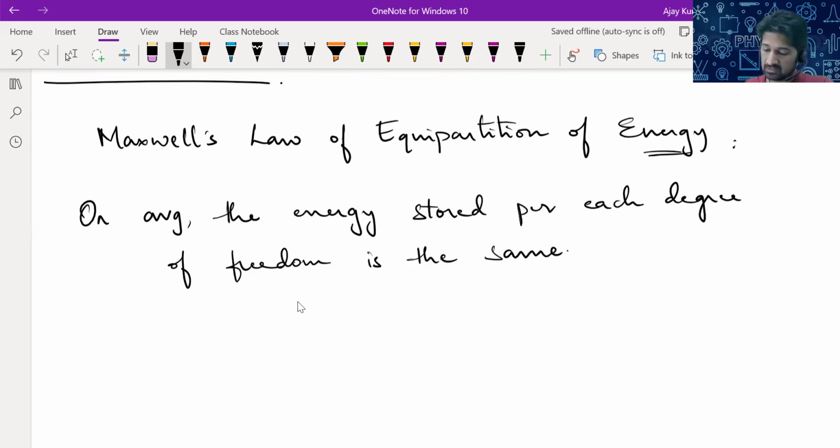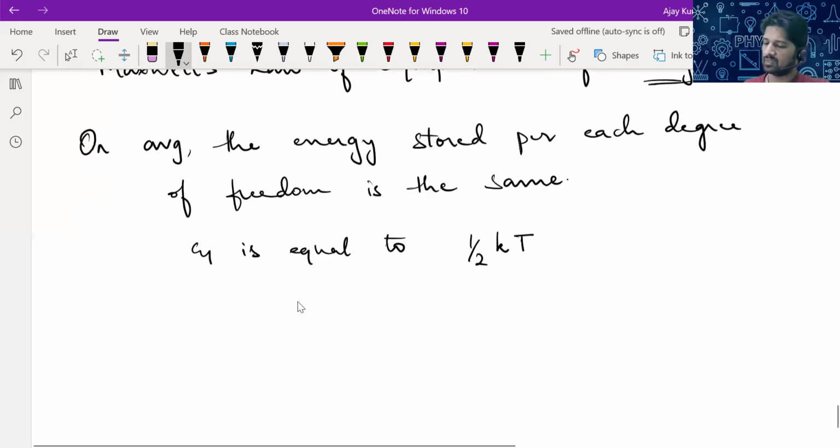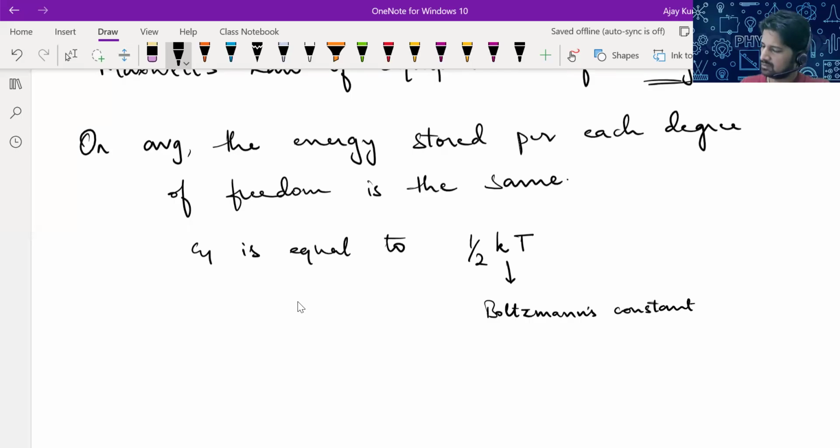And how much is it? He even gave an expression for how much energy is stored with each degree of freedom. It is equal to half kT, where k is called Boltzmann's constant. You don't have to remember its numerical value. They'll give you that in the question paper. The energy associated with each degree of freedom on average is this much.